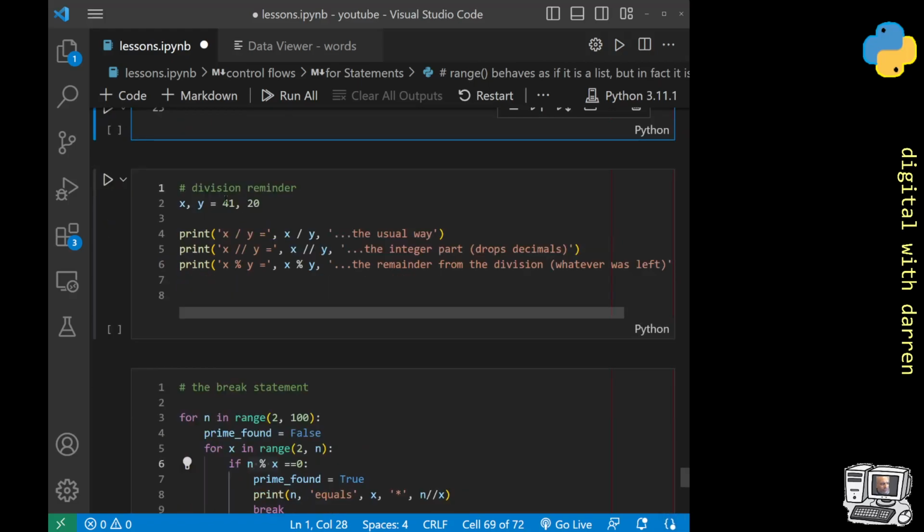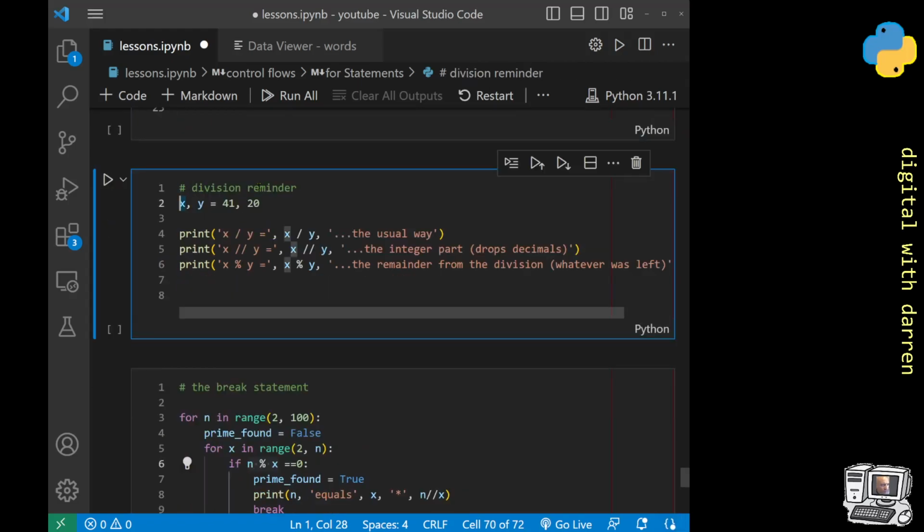In our division reminder section over here, we've set x and y equal to the values of 41 and 20. The reason we picked 41 and not 40 is that 20 fits into 40 exactly. So let's get something where it doesn't fit in, and it will give us a floating point number, or a decimal position, back. When we divide 41 by 20, we get 2 and a little bit, 2.05, because it's 2 and 1 part out of 20.